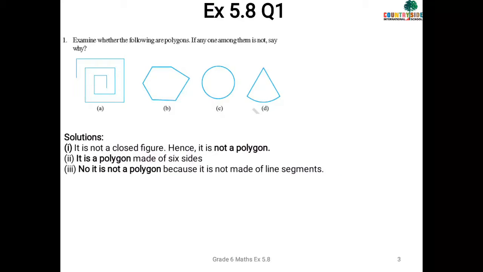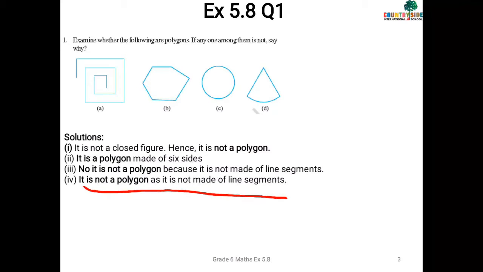Now in the same way, let's focus on the D part. Many of the students get confused in the D part. 90% of the students think that it is a polygon because it has three sides. But my dear scholars, focus on the base. It is a curved shape, and a polygon does not have a curved shape. It has only line segments. So that's why it is not a polygon. It is not made up of line segments.